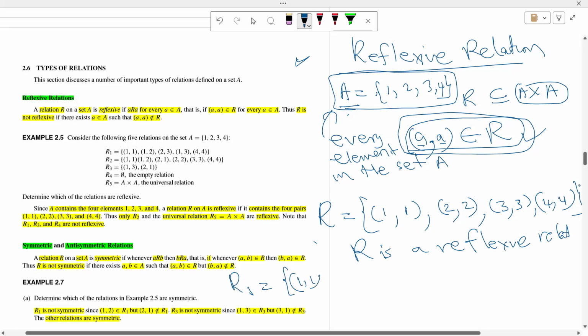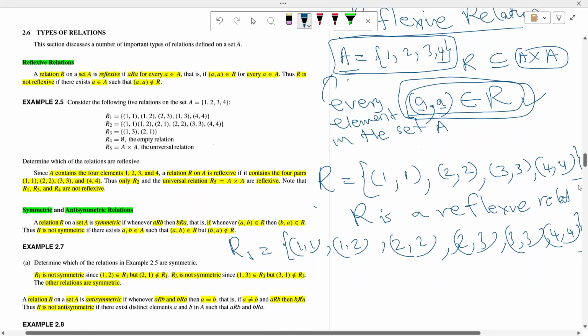Okay, now tell me, there is another relation R1. It contains 1 comma 1, 1 comma 2, 2 comma 2, 2 comma 3, 3 comma 3, 4 comma 4. Now tell me whether this relation is reflexive or not. If a relation is reflexive, it is about all the elements of the set A, not all the elements in the relation. All the elements in the set A must have the same ordered pair, right? Here the set A contains four elements.